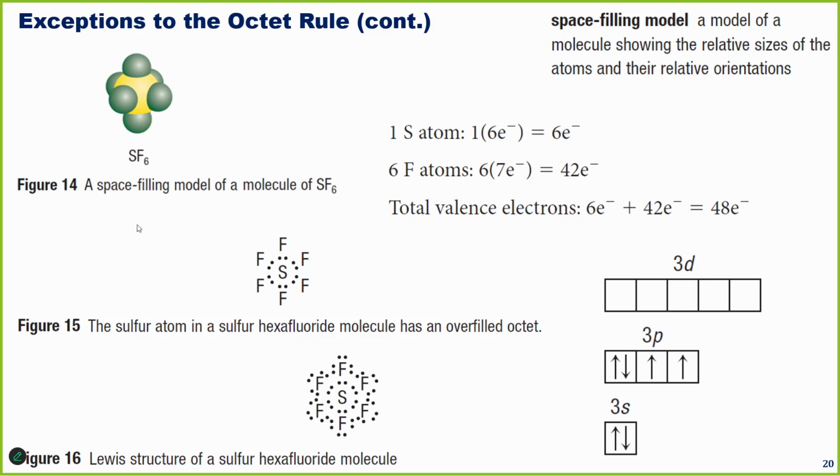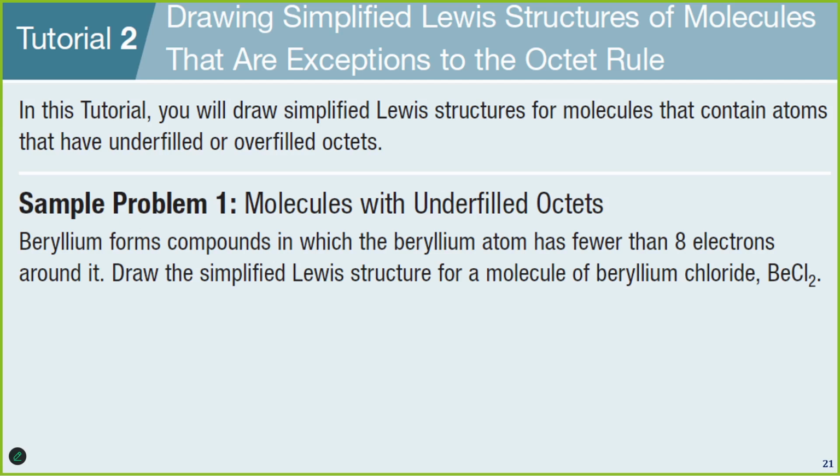Okay, so following these rules, let's have a look at another practice of drawing simplified Lewis structures of molecules that are exceptions to the octet rule. So consider sample problem 1 here. Molecules with underfilled octets. Beryllium forms compounds in which the beryllium atom has fewer than 8 electrons around it. Can you draw the simplified Lewis structure for a molecule of beryllium chloride, or BeCl2? Again, I'll give you some time to consider this question by yourself, and after that we'll have a look at the solution together. Okay?